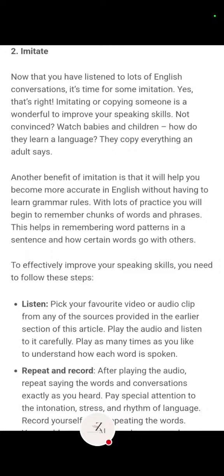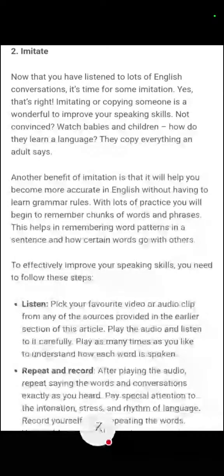Once you are done with imitation, then you are supposed to repeat and record. How are you supposed to repeat and record? The first step is to stand in front of a mirror and try to speak to yourself. And if you are not comfortable doing that, then try to record your voice and listen to it, and see which word you have not pronounced clearly, or like that person, and then try to repeat that.